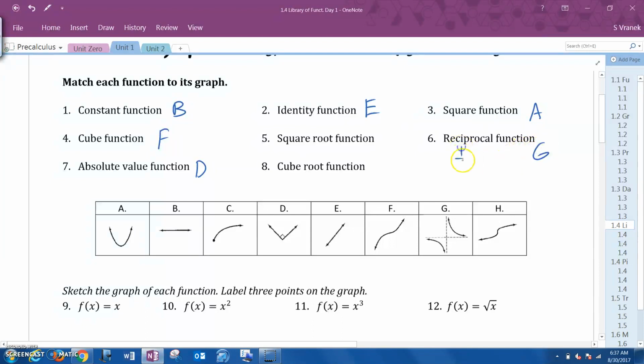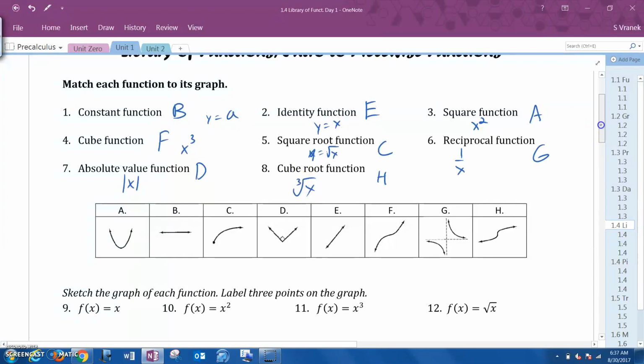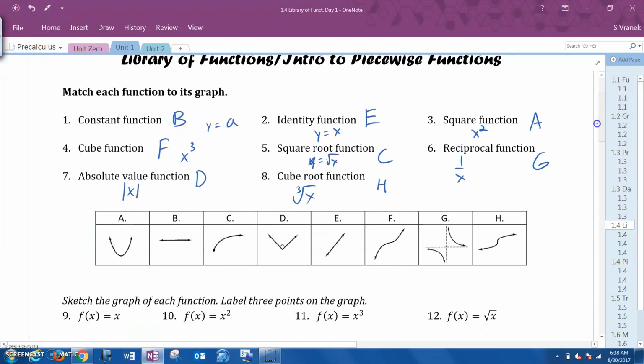And by the way, I'm going to write these down, just so you know. Y equals x, y equals square root of x, which should be just c. And then the cube root is the sideways cubed one, which is h. Absolute value is absolute value of x, x cubed. Y equals a number, I'll just say a. Cube root is third root of x. Okay, so those are all of our library of functions.